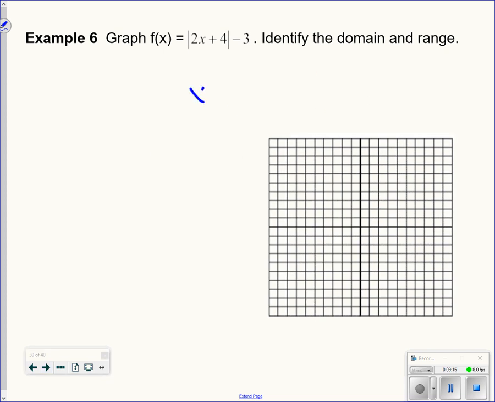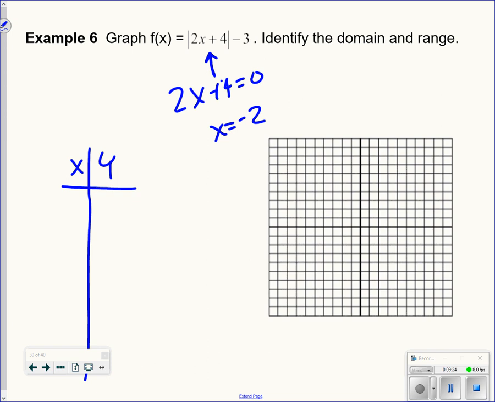Remember, whatever x value makes the inside of the absolute value part equal to 0. So in this case, x is equal to negative 2. That is where your cusp will be located. In your xy chart, negative 2 is where the cusp is. It's the value that makes the absolute value part 0. It doesn't matter about the minus 3 outside, just inside the absolute value.